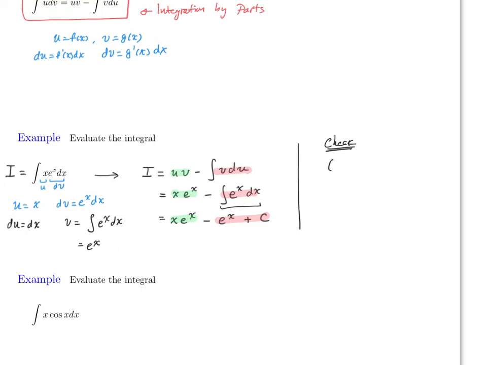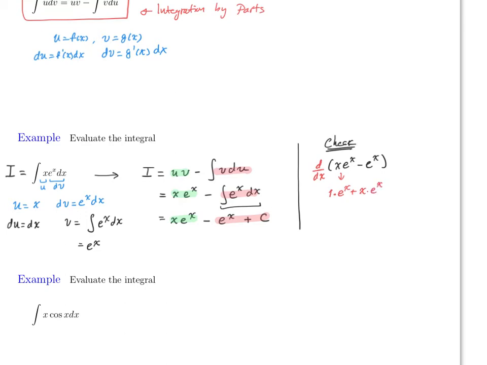So if you take the derivative of x e to the x minus e to the x, you should get this part, okay? Again, it's not necessary. You're not required to check, but you should. So here, notice that with the derivative, this is a product. So you have to use the product rule. It will be 1 times e to the x plus x e to the x.